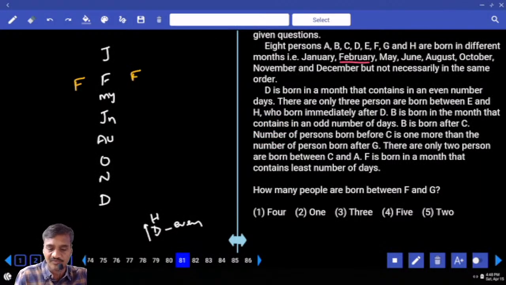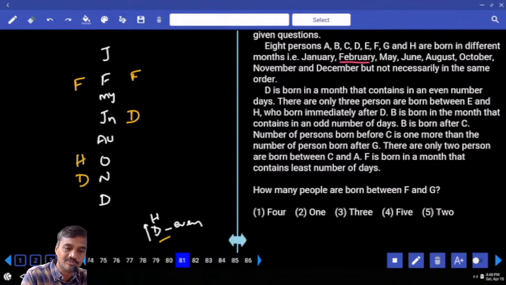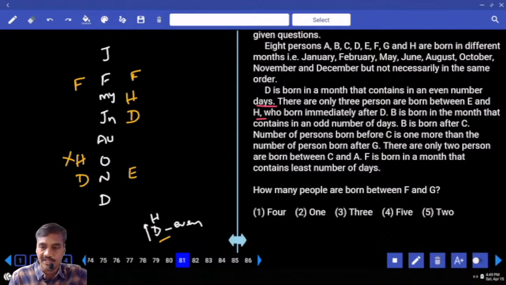And if F is February and D has an even number of days, then what are the different possibilities for D? D can be either in the month of November or in the month of June. And if D is here, H is immediately before this day. And there are only 3 persons between E and H, 1, 2, 3. This case is not possible. H is born immediately after D.